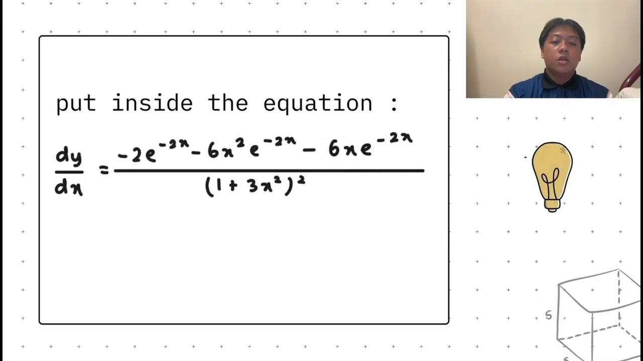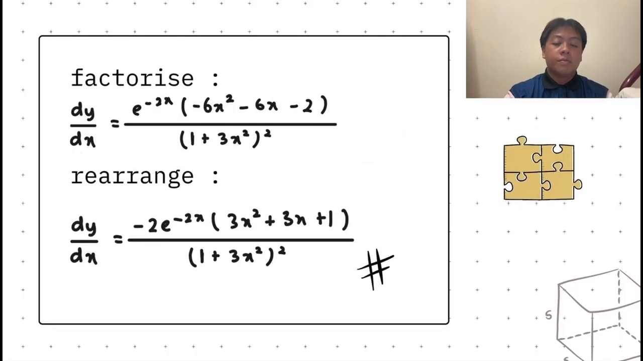And then put inside the equation. It will become dy over dx equal to negative 2e to the power of negative 2x minus 6x squared times e to the power of negative 2x minus 6x e to the power of negative 2x over 1 plus 3x squared. And then factor the common term. It will become dy over dx equal to e to the power of negative 2x times negative 6x squared minus 6x minus 2 divided by 1 plus 3x squared.